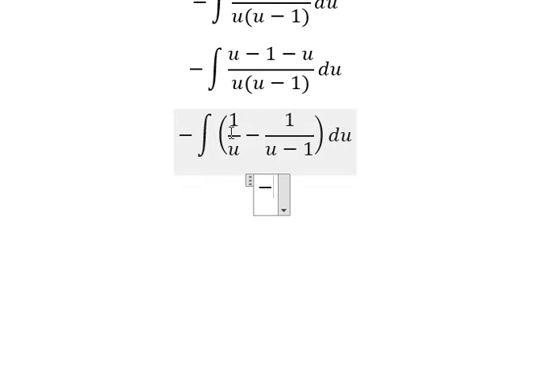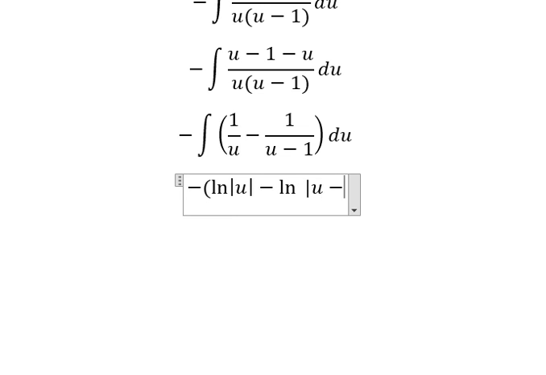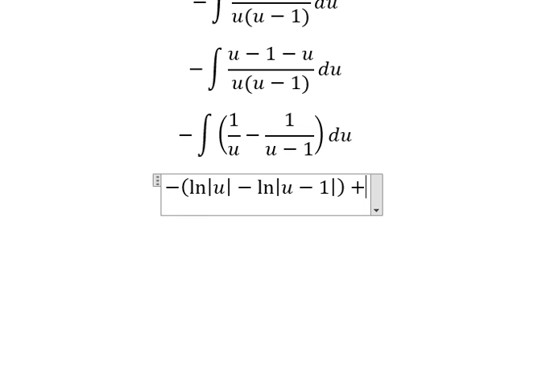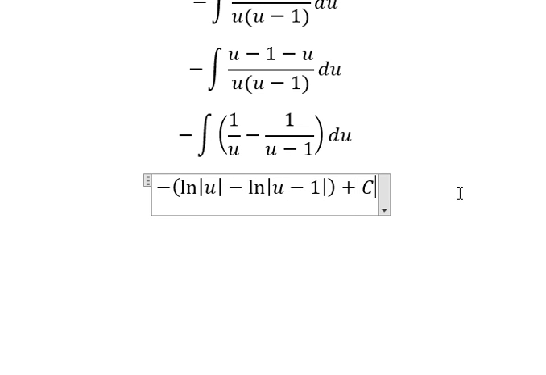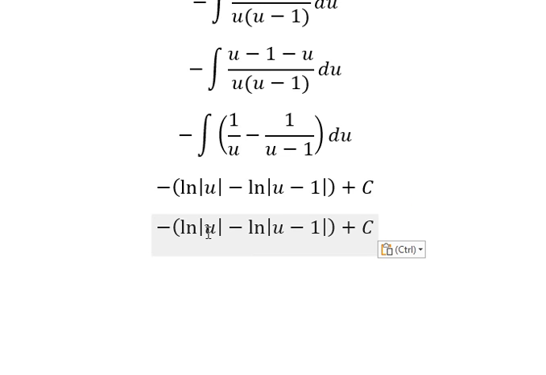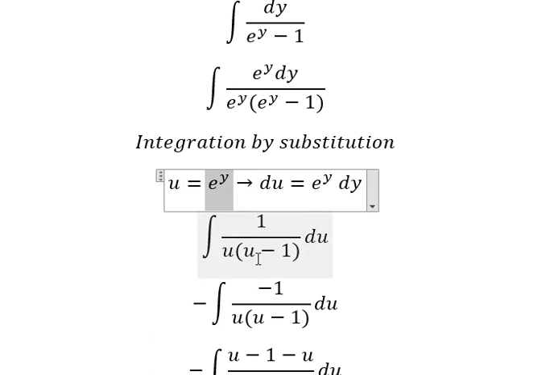The integration of 1 over u, we have ln of the absolute value of u. The integration of this one, we have ln of the absolute value of u minus 1. And then I will put c. About u, that is about this one.